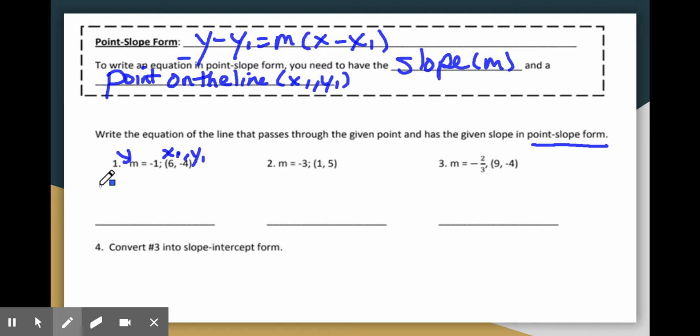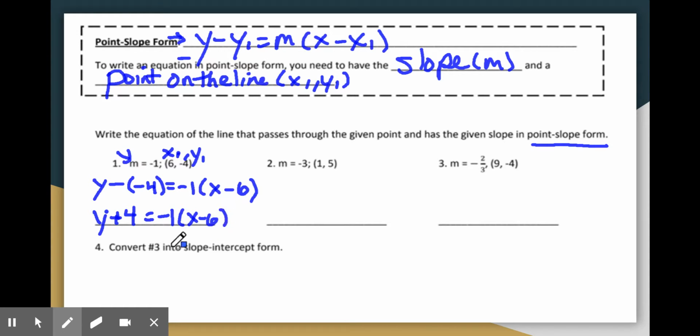Let's write what we have. y minus, which is part of the formula, y1 is -4, equals m, -1, times x minus x1, which is 6. I just took my numbers and put them in the formula. Now we can clean up a little bit. Two negatives make a positive. So we have y plus 4 equals -1 times x minus 6. And there's my answer, in point slope form.